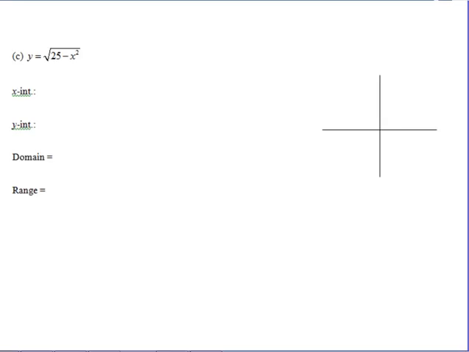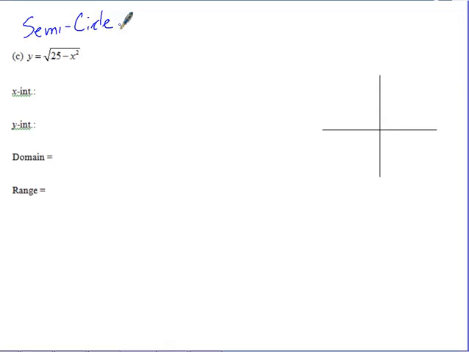So go to your y equals and plug in the square root of 25 minus x squared. What is it? It's a semicircle. It's half a circle. Okay. Could I have known that beforehand? Kinda, if you were paying really, really close attention.